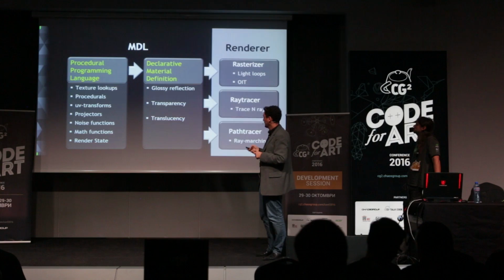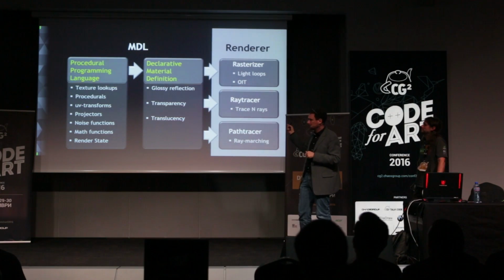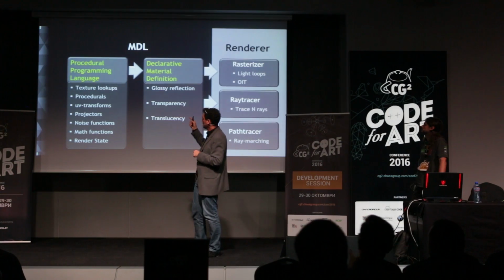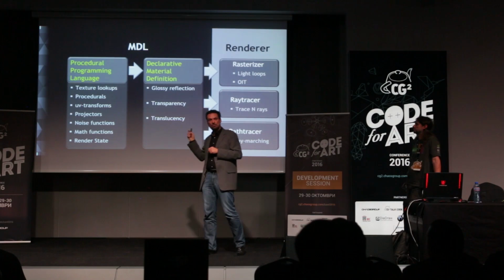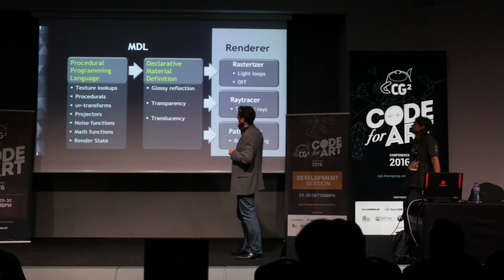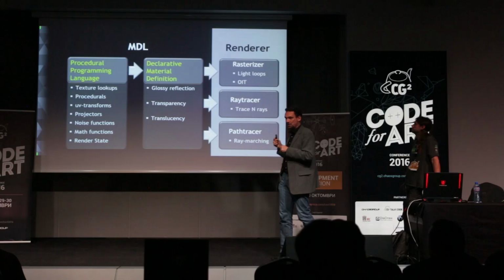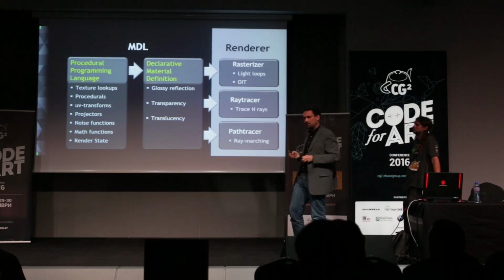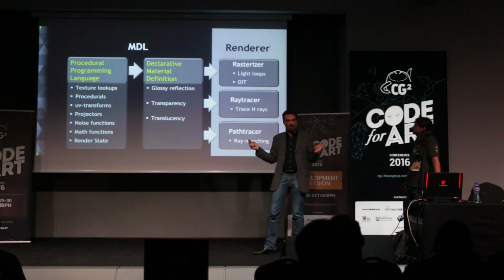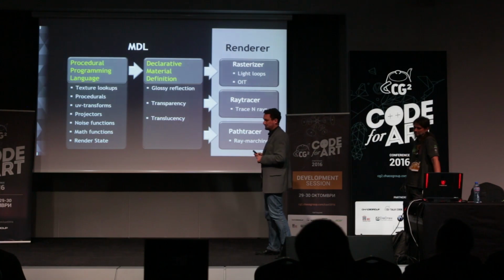So MDL is really based on the idea we cut out the renderer-specific part, and we are left with a programming language, which is a procedural programming language, a C-like programming language for the texture lookups and all this stuff, and with a declarative material definition, so we no longer program this stuff out in terms of procedural functions, but we just declare that we want to have a glossy reflection with these and these parameters, we want to have a transparency with this and this behavior, and so forth.